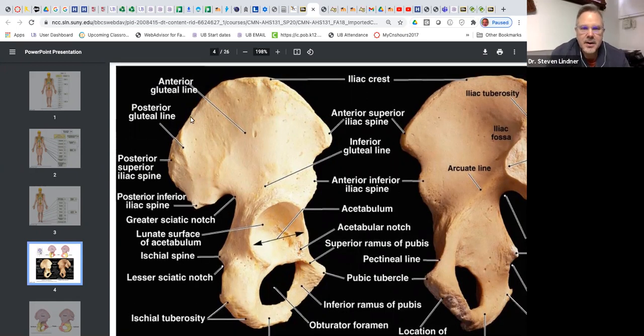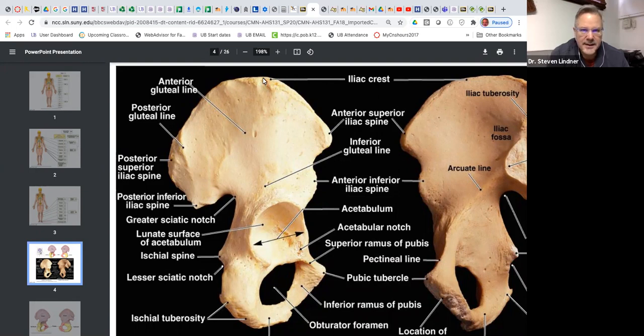Another important landmark is the top of the ilium. It's called the iliac crest. This is the iliac crest. Now, finding the pubic bone and the pubic tubercle is important because once you find that, that's anterior, which means up here, this is anterior, and here, this has to be posterior. So here's the iliac crest.